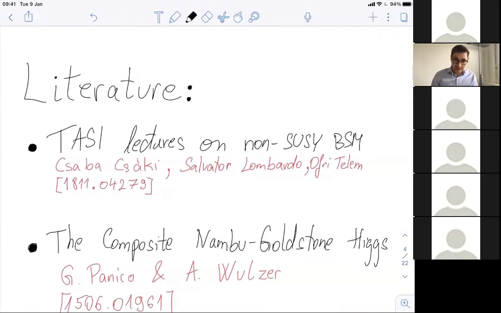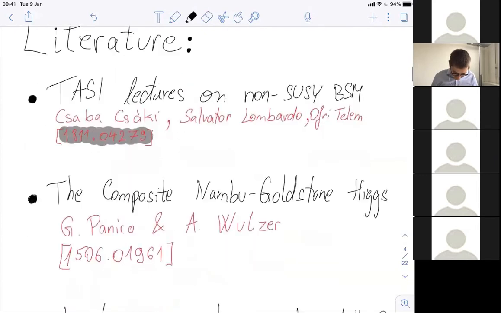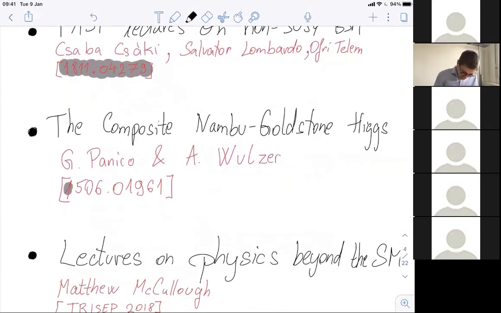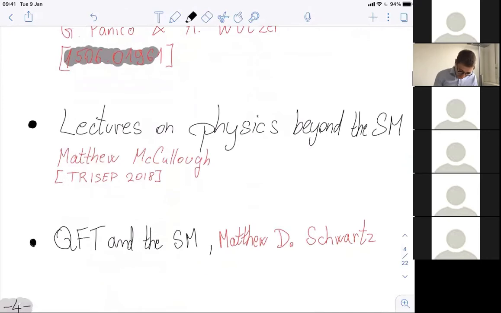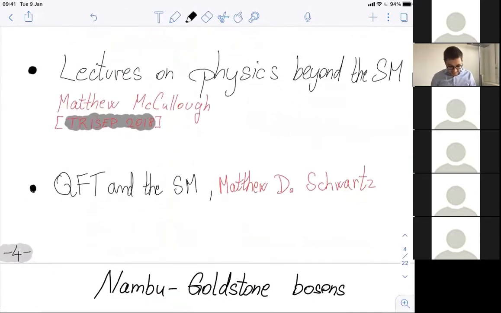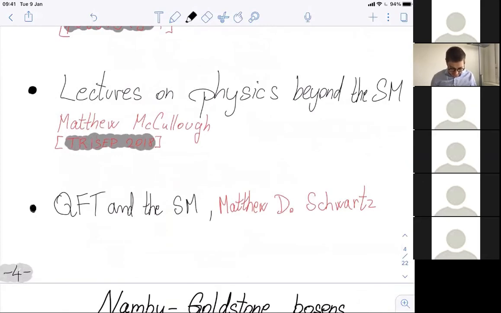Okay. So the literature for today's lecture is the TASI lecture on BSM, on non-SUSY BSM, which is where most of the material is from. Then there is a big review, a hundreds-of-pages review by Panico and Wulzer on the composite Nambu-Goldstone Higgs, which is a very nice reference. Then there is our standard reference from Matthew McCullough on Beyond the Standard Model. And finally, some parts are taken from the textbook of Schwartz on quantum field theory and the standard model.